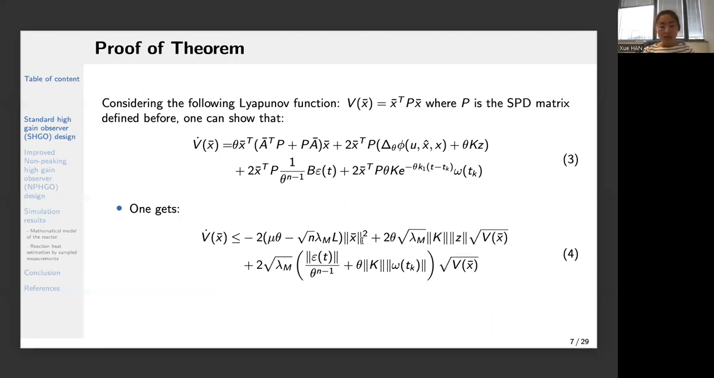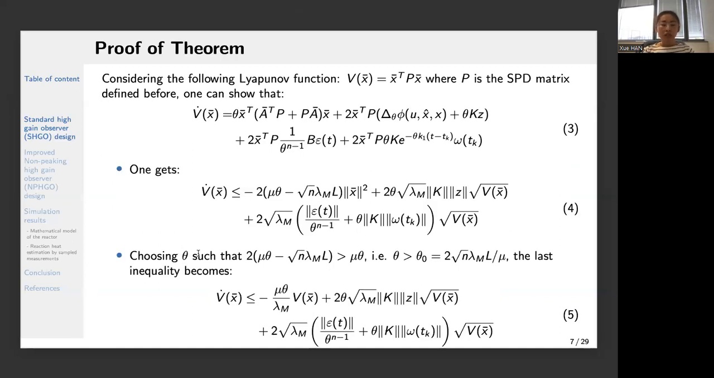And in the next step, we will take a theta which is large enough, then we can simplify the derivative of V, like equation 5. And here we can see we have 1, 2, 3 parts for the derivative of V. And we can see that for the norm of z, which is defined as before, we don't know its upper bound. So how to calculate the upper bound? I will introduce this in the next step.